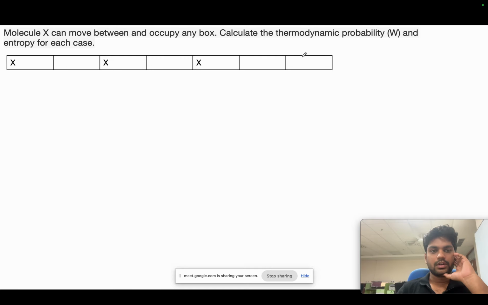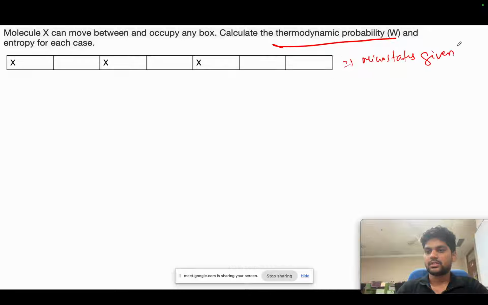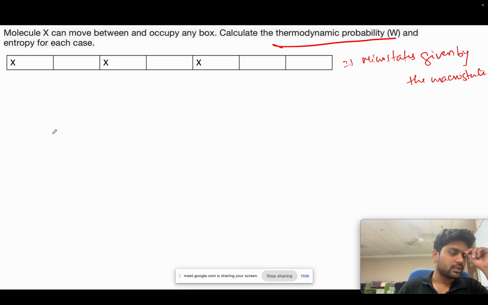So basically this type of question, what they are asking: once there is thermodynamic probability, what do you mean by thermodynamic probability? It is nothing but the microstates given by the macrostate. So it means you need to find the microstates again. You can use the formula to find it out. So can you tell me the answer?